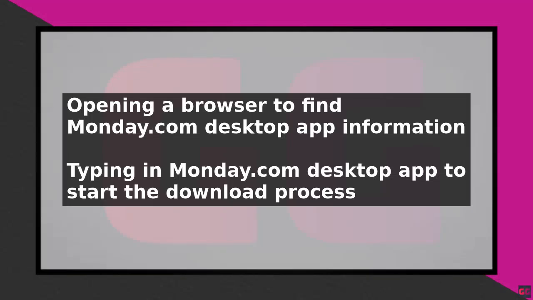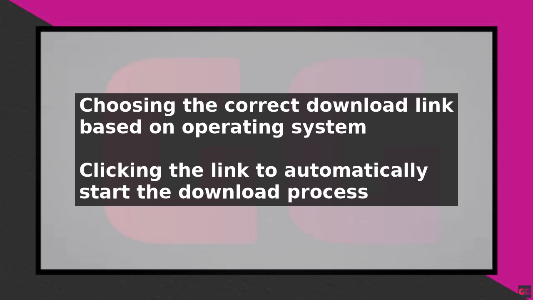To download the Monday.com desktop app, start by opening a browser and typing in Monday.com desktop app. Scroll down until you see the section about the desktop app, which can also be found on the website support.monday.com. Click on the article, which will provide links to download the app.